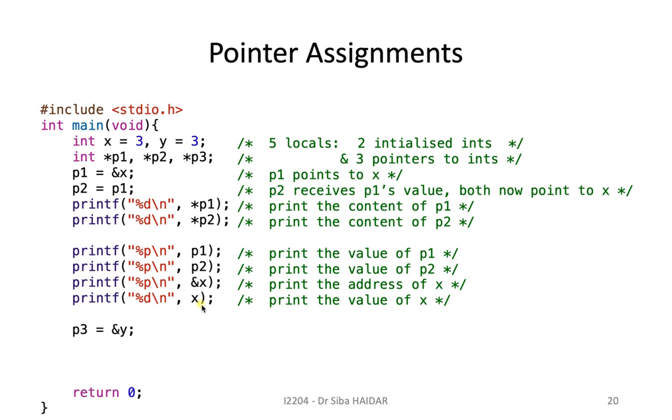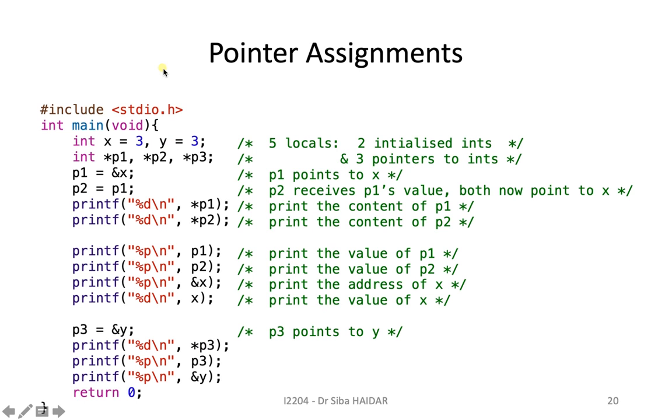And lastly, we can say p3 references y. If we print the content of p3, it will be equal to 3, but if we print the value of p3, it will not be equal to p1 or p2 or the address of x. This is another variable in memory whose address p3 holds as its value.